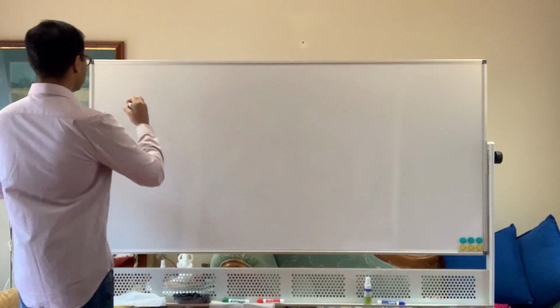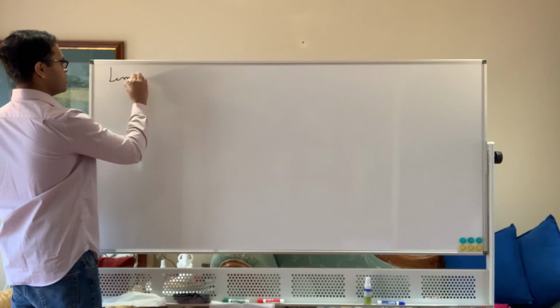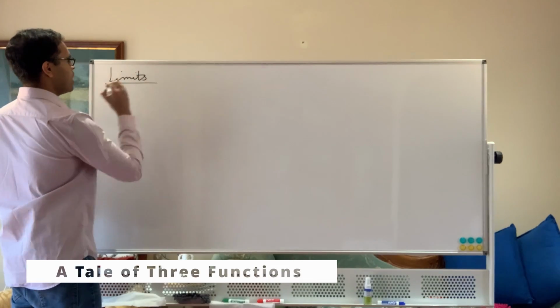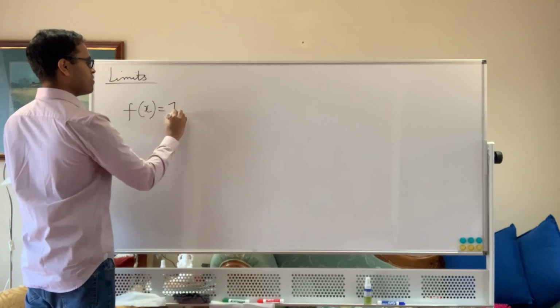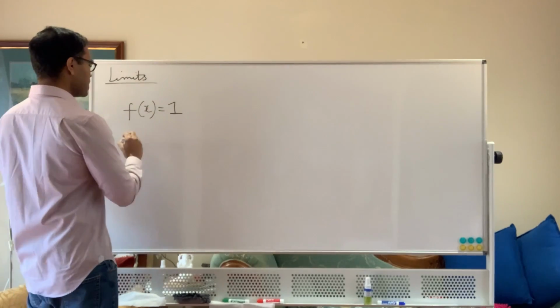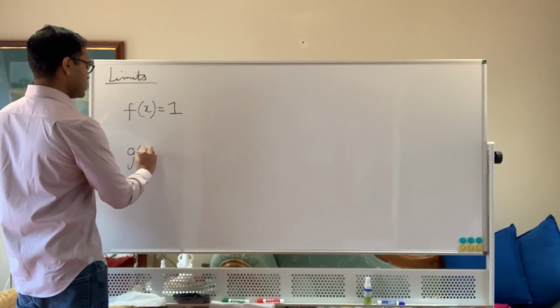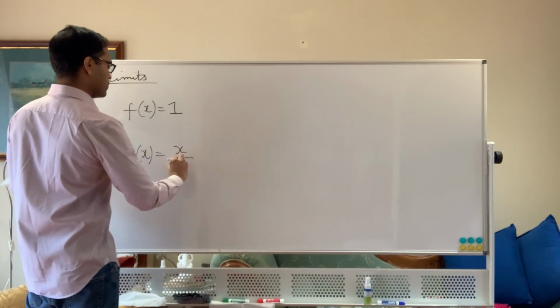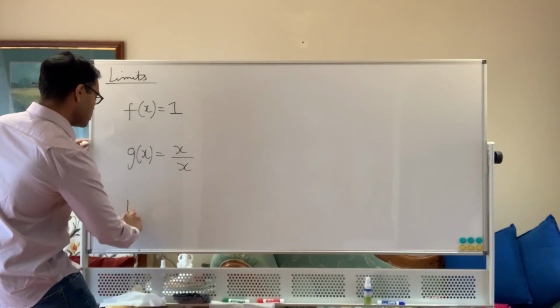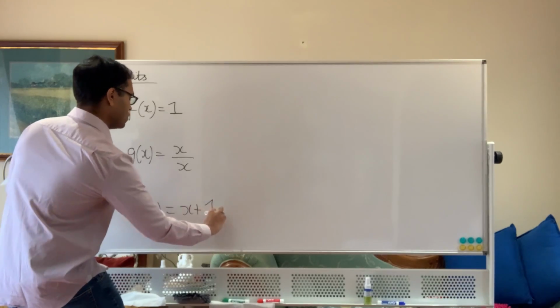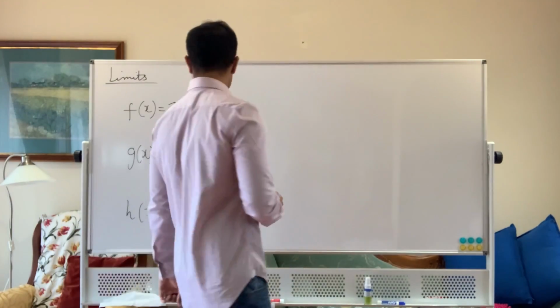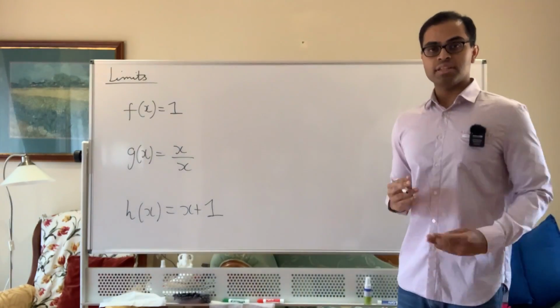So we're going to talk about three different functions first of all. So I'm going to start off by calling this limits. The first function is going to be f of x equals 1. The second function is going to be g of x equals x over x. And the third function is going to be h of x equals x plus 1. Okay, so these are three different functions that we're going to study.